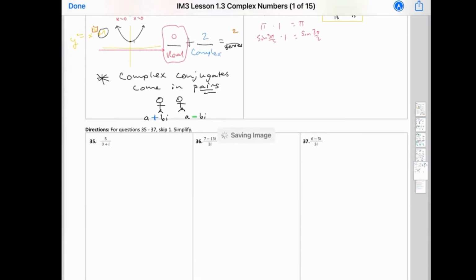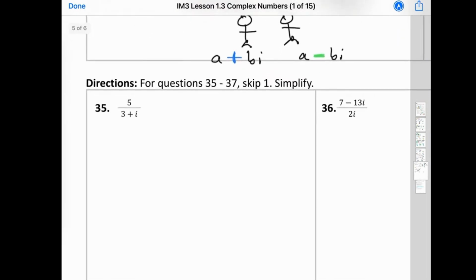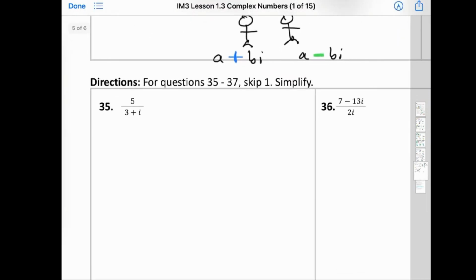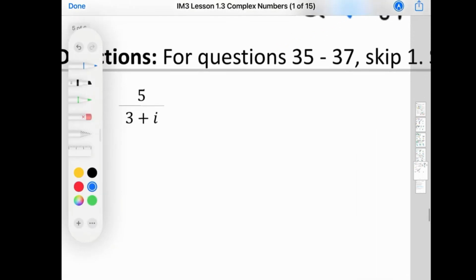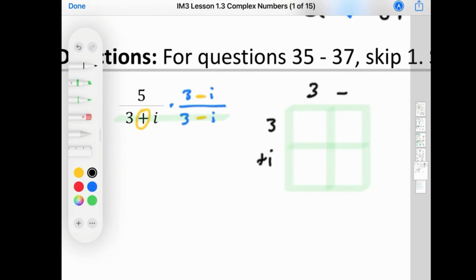All right, for questions 35 to 37, go ahead and skip one of these. Let's go ahead and tackle this one right here. I'm going to have to multiply by its conjugate. Remember, if this is a plus, then this one's going to be a minus. And I have to do it both top and bottom. So let's go ahead and get this one in green. Three plus i and three minus i.